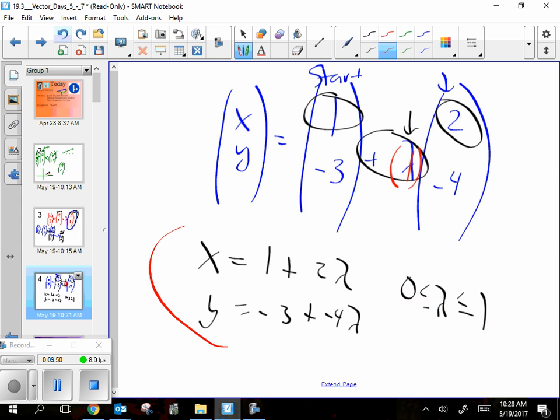All right, you have now changed it to parametric, and that seems pretty cool. You've just changed it from vector form, which you didn't even know before, to parametric form. And now take a guess how it gets harder.